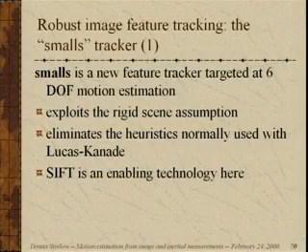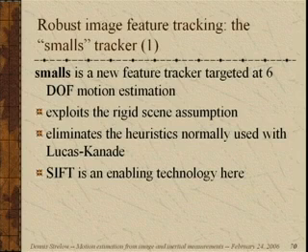Okay, so I call the new tracker SMALLS. It's targeted specifically at 6-DOF estimation, meaning that it exploits the rigid scene assumption. You're moving your camera through rubble, or what the military people call the urban canyon, something that's basically a non-moving environment. It eliminates those 3 heuristics that I described that you normally use with Lucas Kanade. And then it uses, like I mentioned at the very beginning of the talk, the scale invariant feature transform that David Lowe developed.